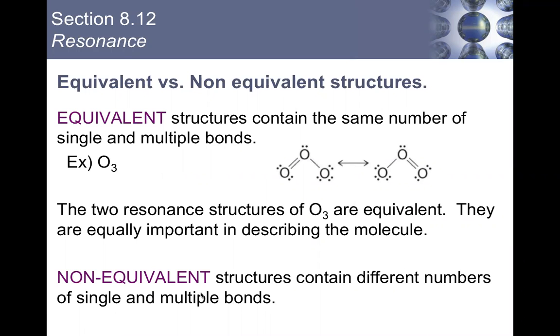Non-equivalent structures are going to have different numbers of single and multiple bonds. And so it's a little bit harder because both of these are correct, right? But for non-equivalent, we have to figure out which one is correct because there are some crazy ways to draw things and get all the valence electrons on. A lot of times they look insane and nowhere near right.